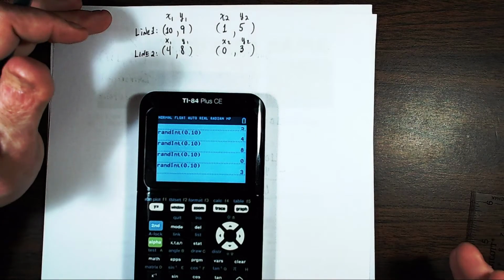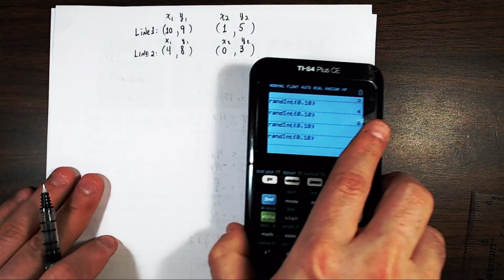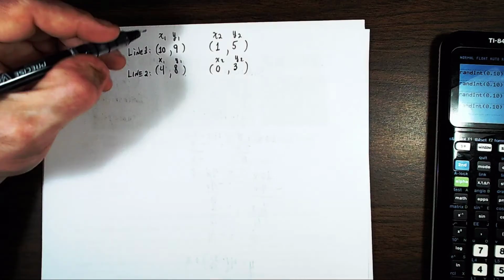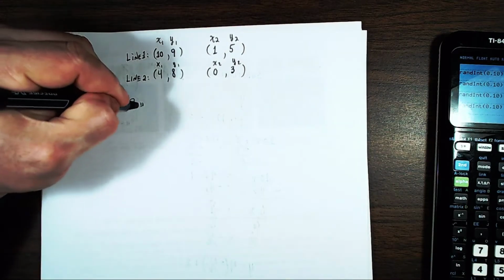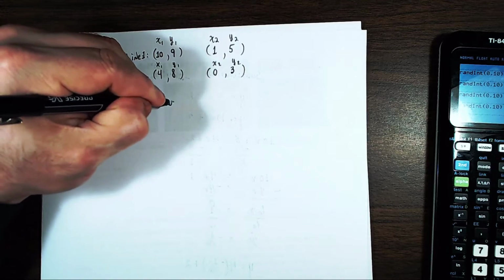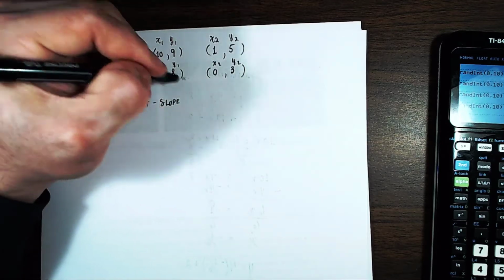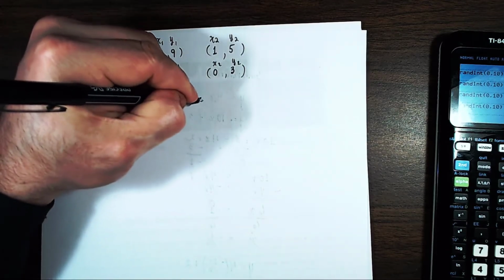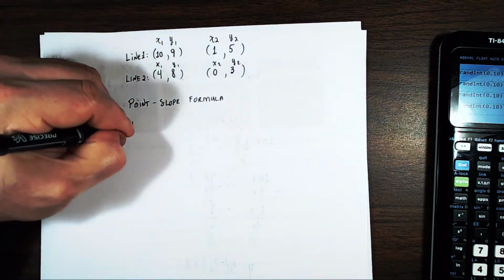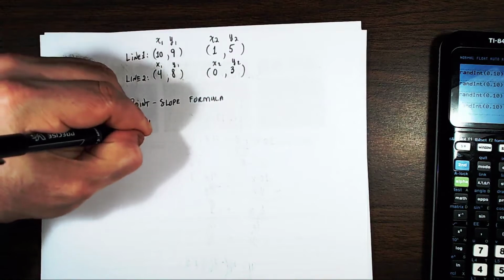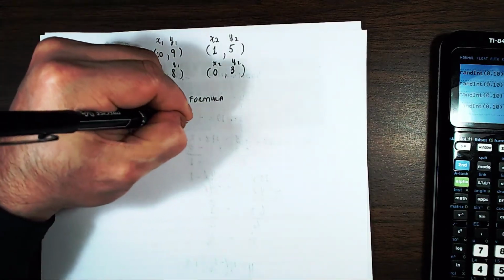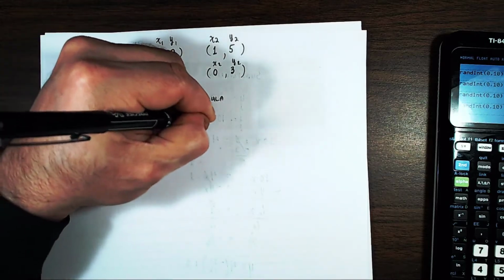All right, so we'll put the calculator aside for just a moment. And we're going to look at the point-slope formula. Because when you just have coordinates, you have to use the point-slope formula in order to find the equation of the line. So the point-slope formula says y2 minus y1 equals m, for slope, times x2 minus x1.